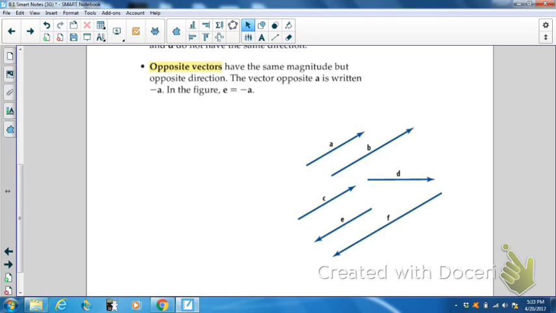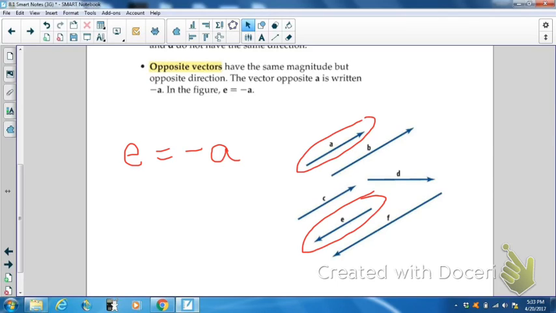Opposite vectors have the same magnitude, but are going in the opposite direction. So we want something the same length, but going in different directions. So an example of that looks like A and E. So exact opposite directions, which means they still need to be parallel to each other. The other thing we need to notice about this is the vector opposite A is written as negative A. So E can also be called negative A because it's going the opposite of it. I would assume then that in turn A would be negative E.